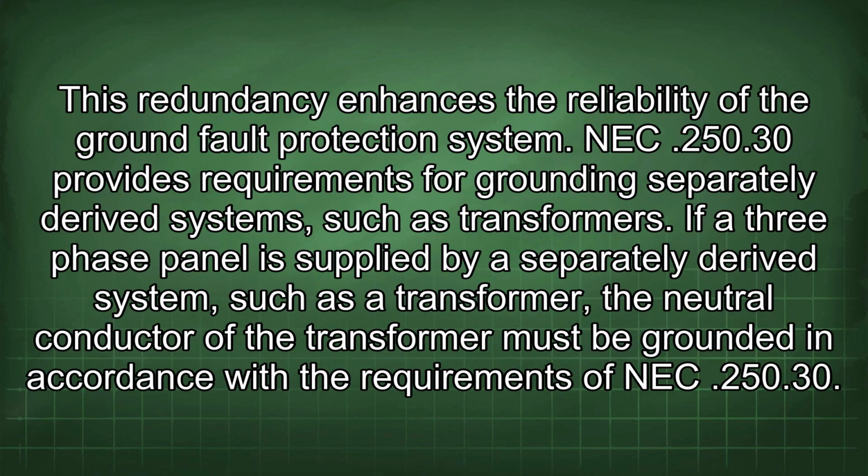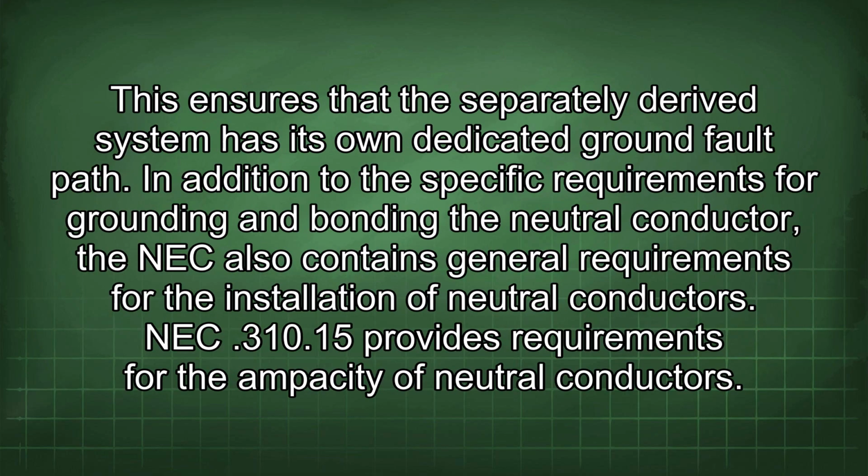This redundancy enhances the reliability of the ground fault protection system. NEC 250.30 provides requirements for grounding separately derived systems such as transformers. If a three-phase panel is supplied by a separately derived system, such as a transformer, the neutral conductor of the transformer must be grounded in accordance with the requirements of NEC 250.30. This ensures that the separately derived system has its own dedicated ground fault path.